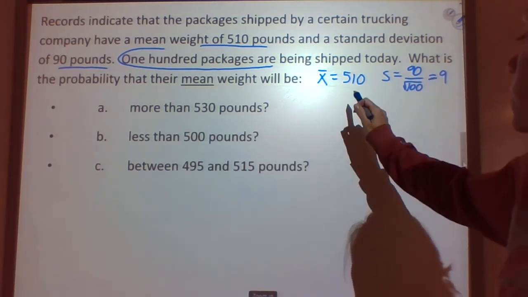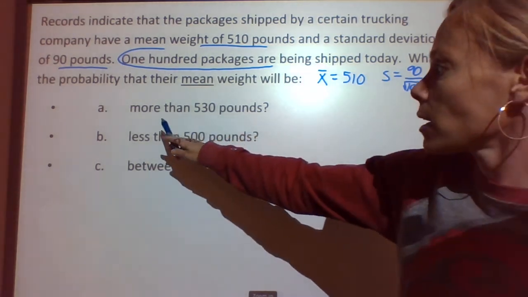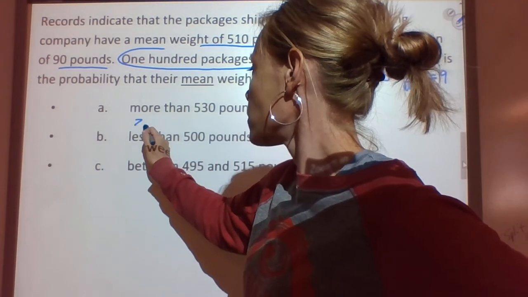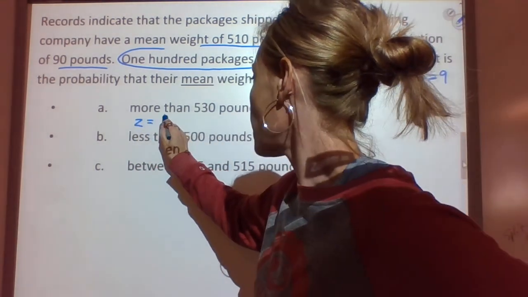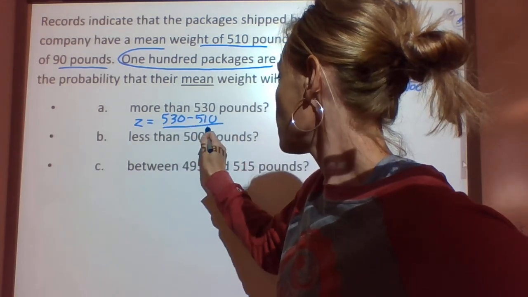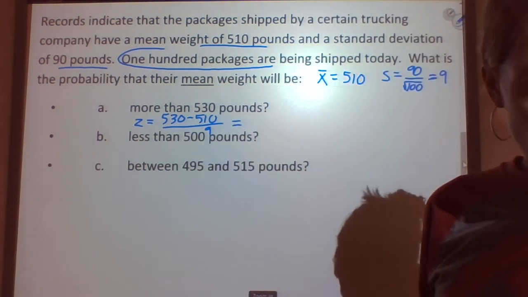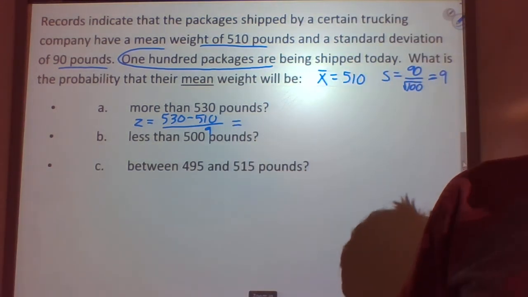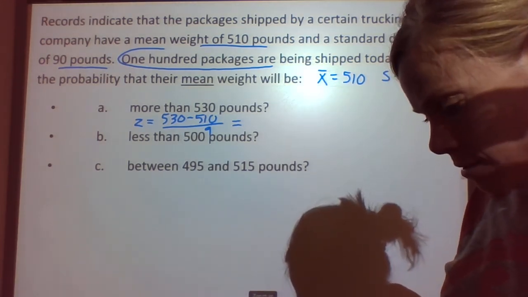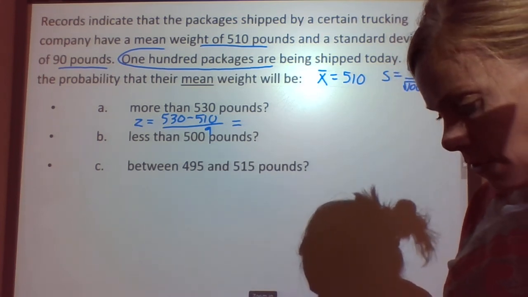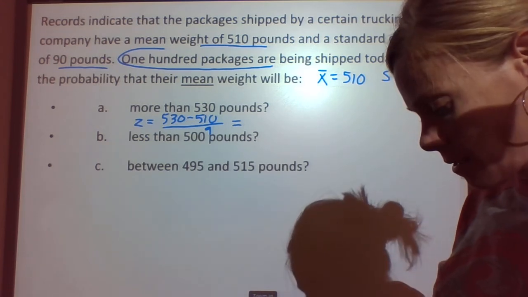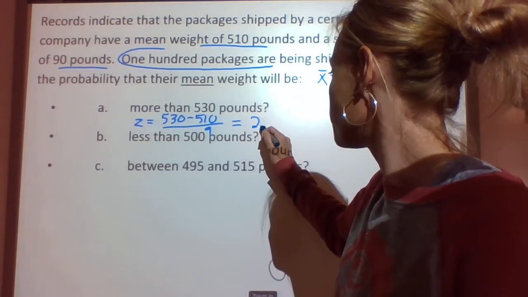Okay, so now, using this mean and standard deviation, calculate more than 530 pounds. So just like we did before, my z equals 530 minus the mean, divide by standard deviation, right? And now my standard deviation is 9, not 90. So 530 minus 510 divided by 9 gives me 2.22.